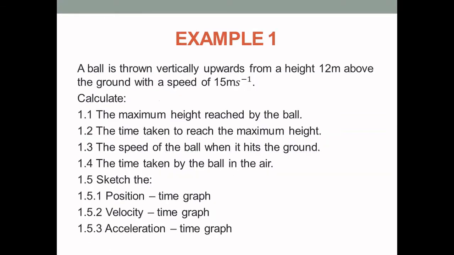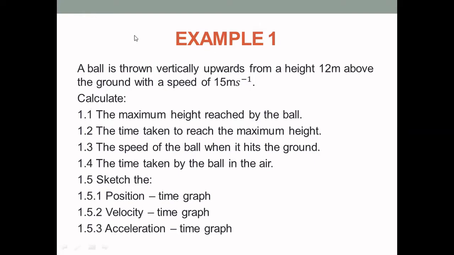Okay, let's consider the examples together. A ball is thrown vertically upwards from a height of 12 meters above the ground with a speed of 15 meters per second. 1.1, we need to calculate the maximum height reached by the ball. 1.2, we calculate the time taken to reach the maximum height. 1.3, we also calculate the speed of the ball when it hits the ground. 1.4, we calculate the time taken by the ball in the air, which is the time for the entire motion. 1.5, we need to sketch the position-time graph, the velocity-time graph, and the acceleration-time graph. Okay, let's answer the questions together.